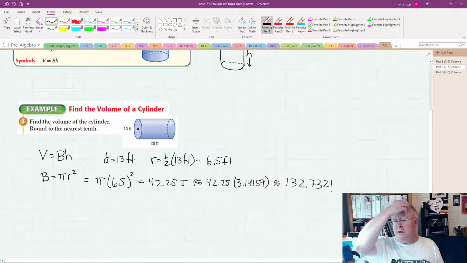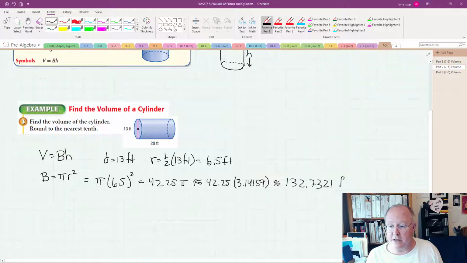132.7321. Now, there are more digits than this 7321 here, but I'm going to use 4 digits because we're not at the end of our problem yet. This is not the point that you round. So you carry as many digits as you can, and 4 is typically enough, and then you round at the end of the problem, not here. Alright, because now all we have done is we have found capital B.